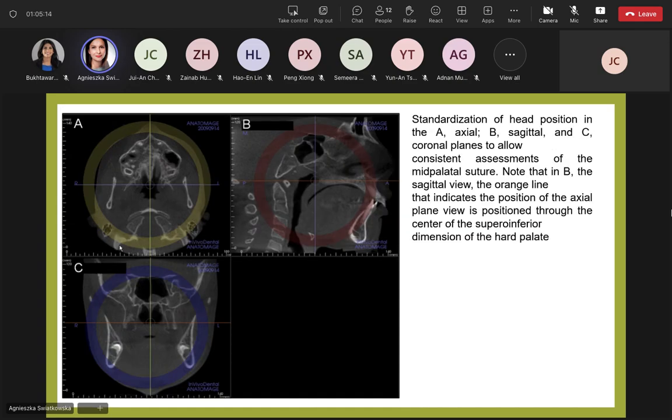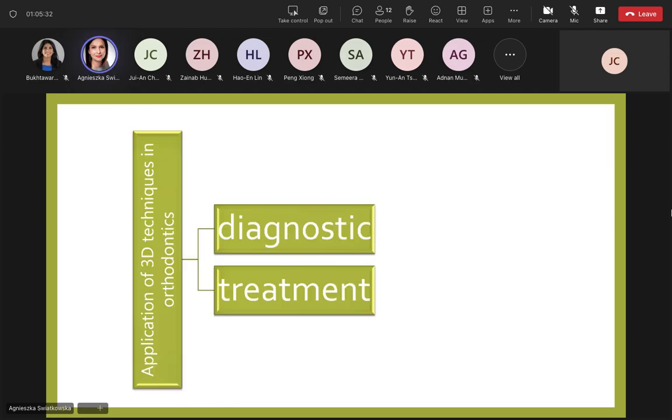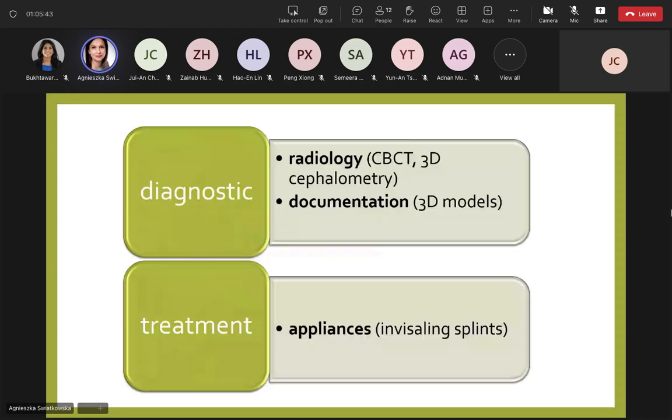To avoid this, we can estimate it. Here we have information on how to do it using the CBCT method. Application of 3D techniques in orthodontics: we can use this for diagnostics and for treatment.